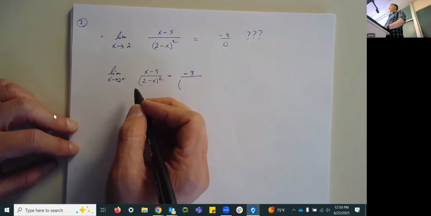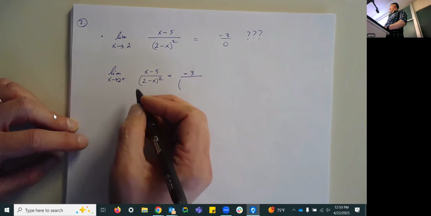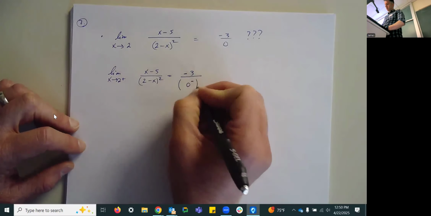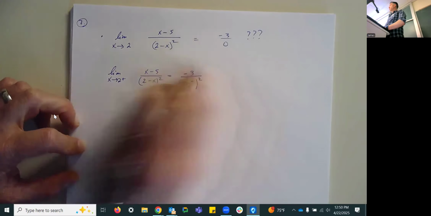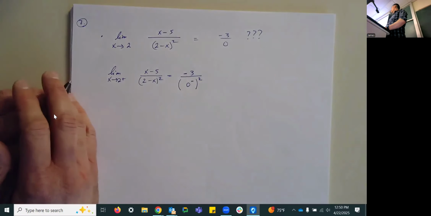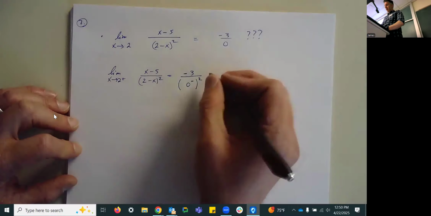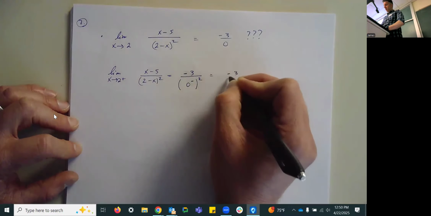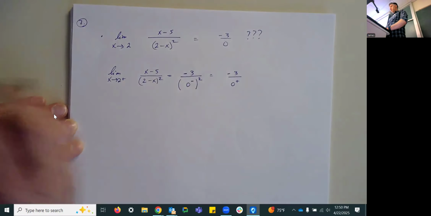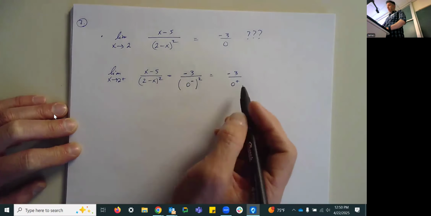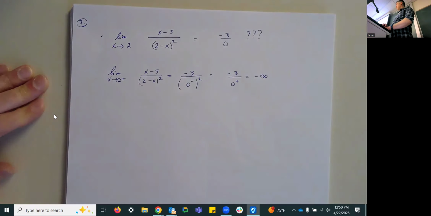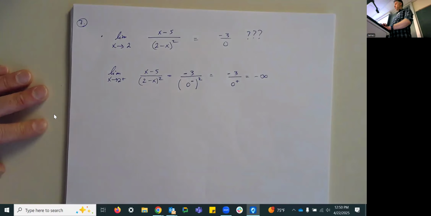And 2 minus a number a little bit bigger than it is going to be slightly positive or negative? It's going to be negative, right? It's 2 minus a number bigger than itself. So it's going to be a slightly negative number squared. But anything squared turns out to be positive. I should say any real number squared is going to be positive. So what we really have here is a -3 over a very small positive number. And then negative divided by a positive is going to be negative infinity. Again, we're dividing by a small number, so our fraction is blowing up.